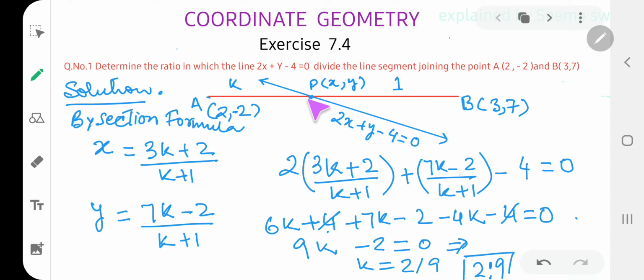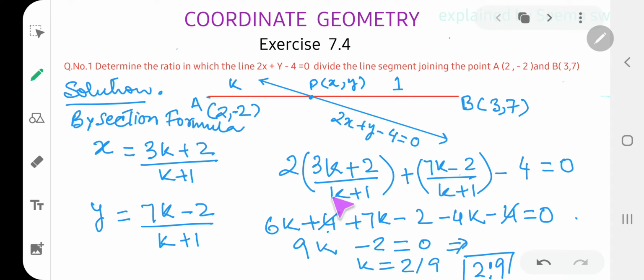And this point lies on this line, that means this is a solution of this line. Therefore it will satisfy this line. This you have done in class 9th. If a point lies on a line, it is a solution of the line, and therefore whatever values of x and y we got, we will put them in this, and it will definitely become equal to 0. It will satisfy this line as it is the solution of it.